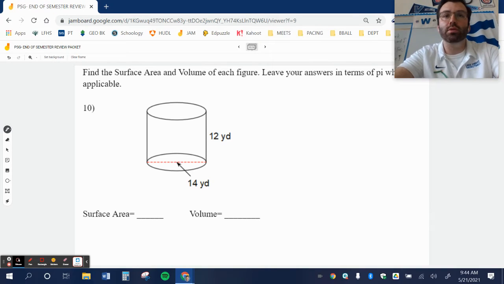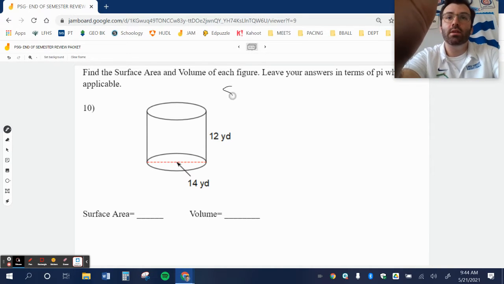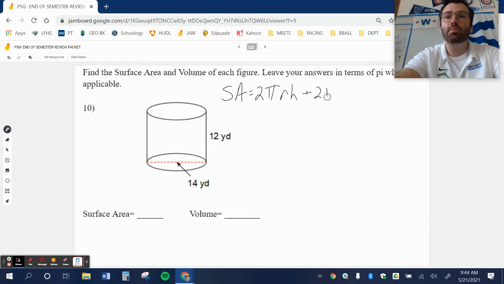All right, here we go. Surface area time. We're doing the surface area of a, you guessed it, cylinder. Find the surface area of a cylinder. Surface area of a cylinder equals 2 pi r h plus 2 pi r squared.